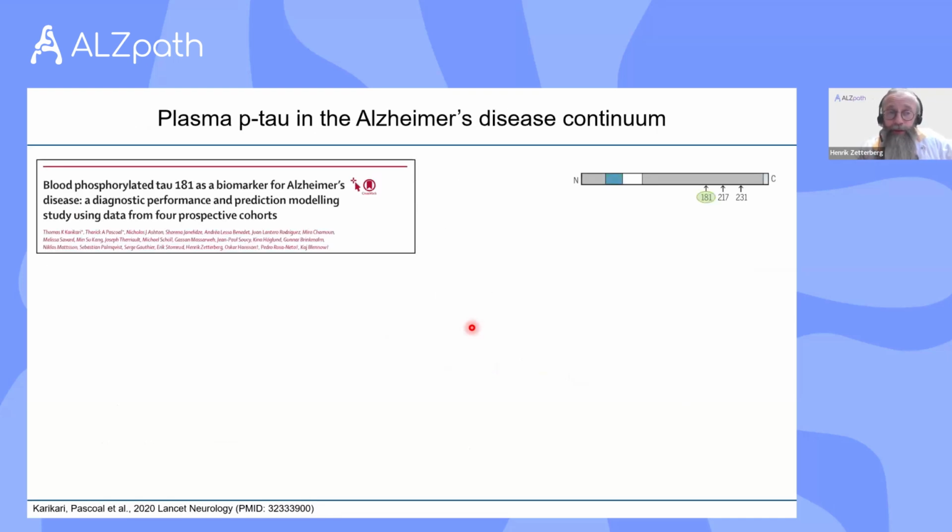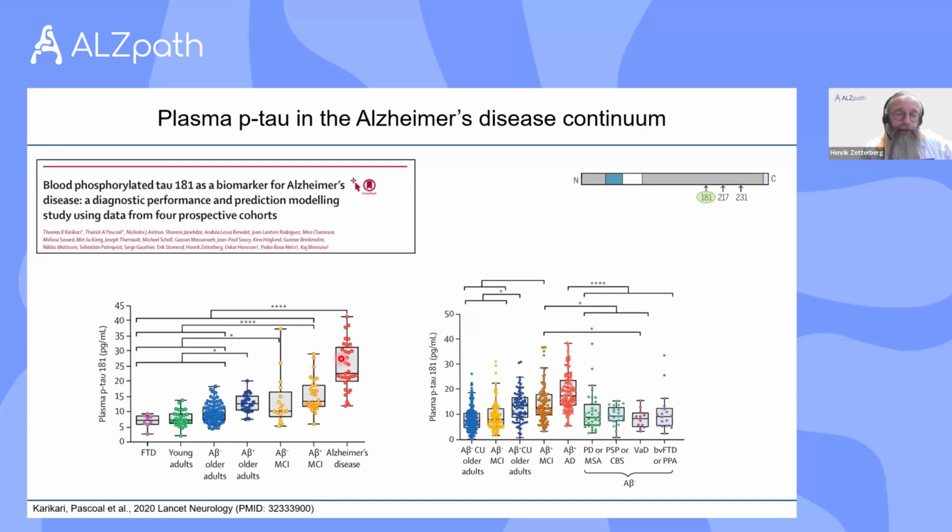Here is one of the first assays we made in Gothenburg for plasma phosphorylated tau. And here you see frontotemporal dementia patients. They are like young adults, actually. A beta negative older adults look like this. And then as soon as there is some amyloid, there is an increase in phosphorylated tau levels. And then there is this type of stepwise increase, the more advanced the disease gets clinically.